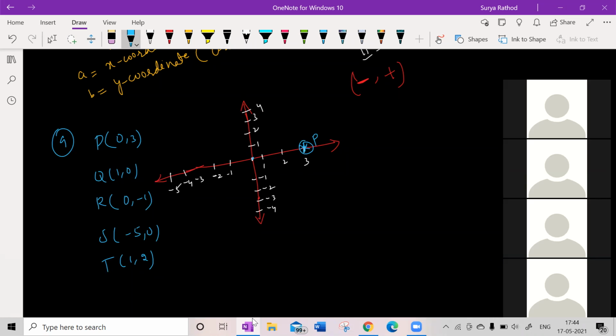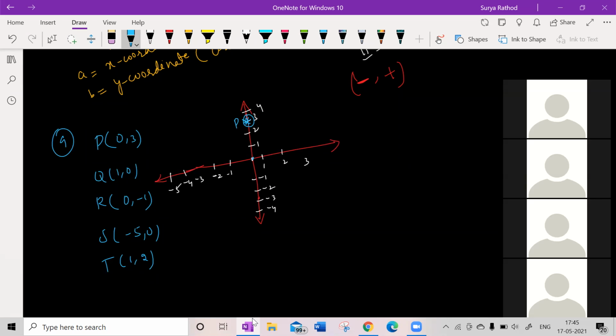He's asking which points do not lie on the x-axis. Sir, (0, 3) is on the y-axis, right? Oh, sorry. One second. Look at this here. (0, 3) is supposed to be here. So this is my point P.